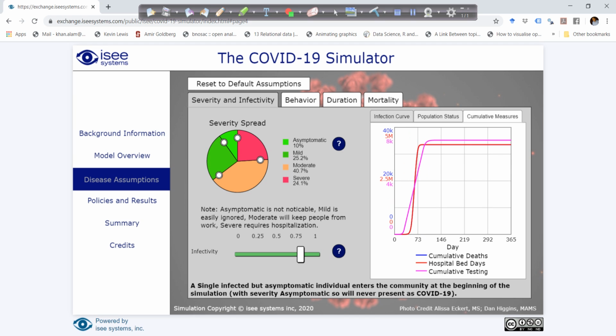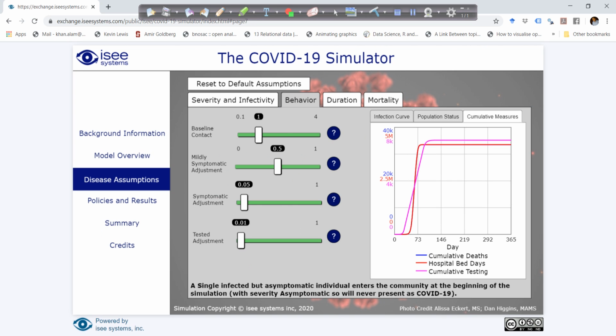So let's see what happens if the behavior of the disease is modified a little bit. The first behavior we're talking about is baseline contact. The concept is very simple: the number of unique individuals that a person runs into each day, averaged across the entire population. The initial assumption is that the first person who's infected runs into one person per day. Now, in a dense city, I would expect this to be much higher. So what happens if we double this?